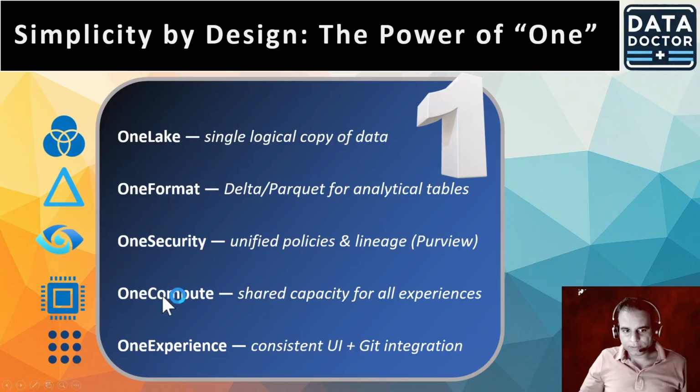We also saw that we have only one compute. Since the tool is unified under one umbrella, we have the shared capacity for all experiences. And again, in the end, we have one experience. It means we have one consistent UI plus Git integration for everything. With this one, we actually complete our overview of Microsoft Fabric.